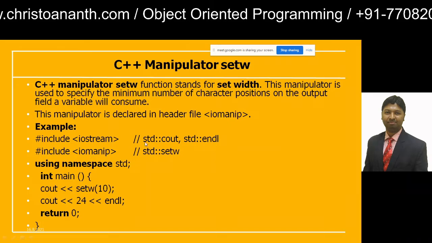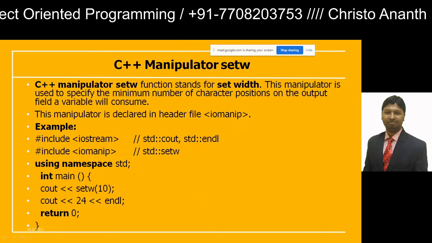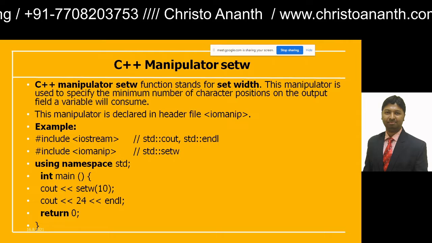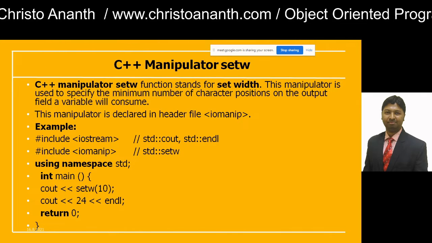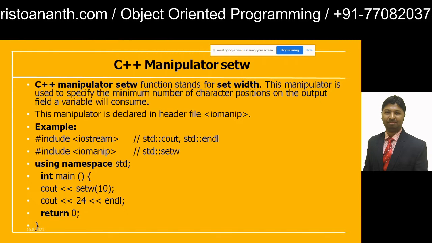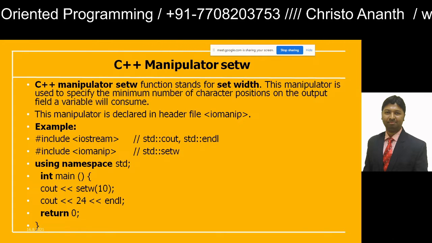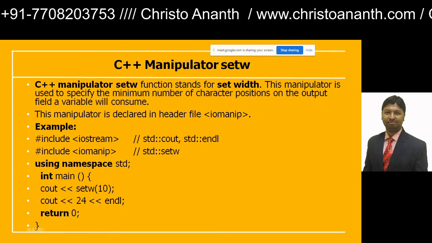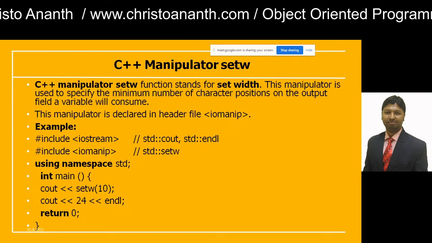Finally, you are going to end with the C++ manipulator setw function, the set width function. We are going to set the width, and this manipulator is used to specify the minimum number of character positions on the output field a variable will definitely consume. So that's the reason you use a manipulator function, iomanip. Just like iostream, you have iomanip. So #include <iostream>, #include <iomanip>. The reason you use the manipulator function is so you can use the setw function.